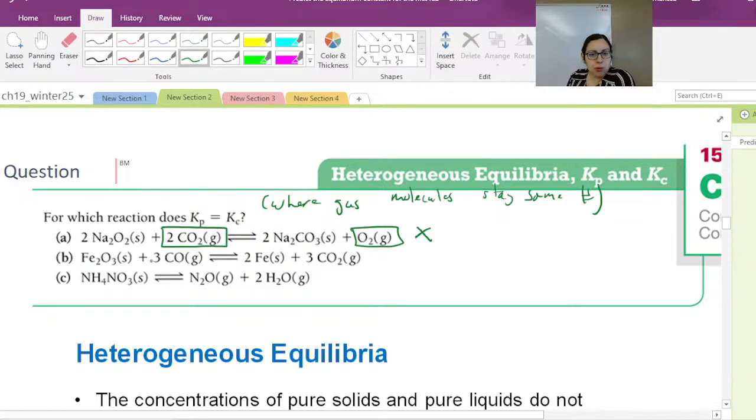Now we can go to B. Again, just comparing our gas, so 3 CO to 3 CO2. Would that be the same? Yes, and chat agrees. This looks good, and let's just verify. And so no moles of gas on our reactant side, 2 over here, or excuse me, 3, I can't even add. So 3 moles of gas versus 0. So obviously Kp is not going to be equal to Kc there.